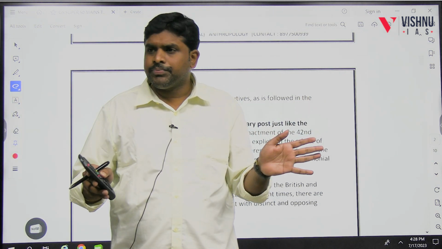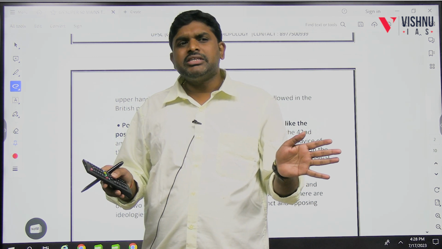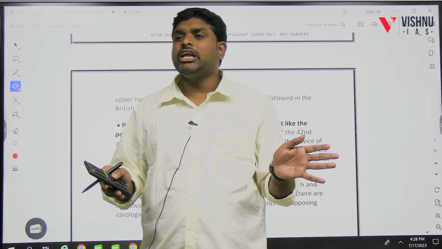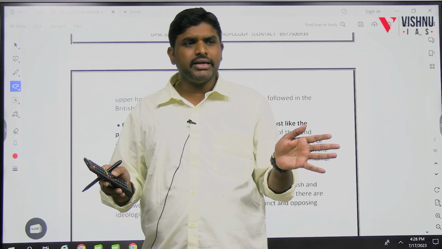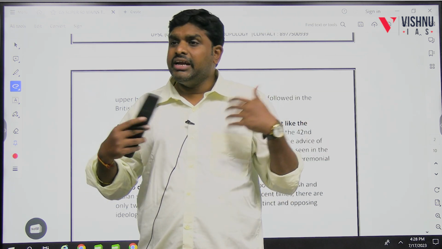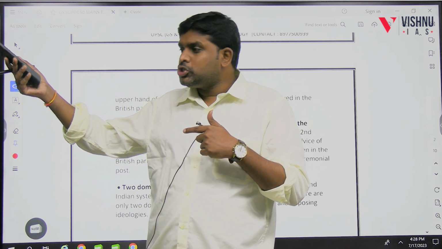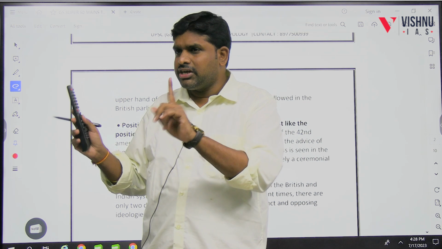They are divergent. Number one, the Indian president is an elected person in a republic, whereas the constitutional monarch is not. Head of the state being elected is what is called a republic. India is a republic, but the UK is not a republic. UK is a constitutional monarchy. That is the first difference.